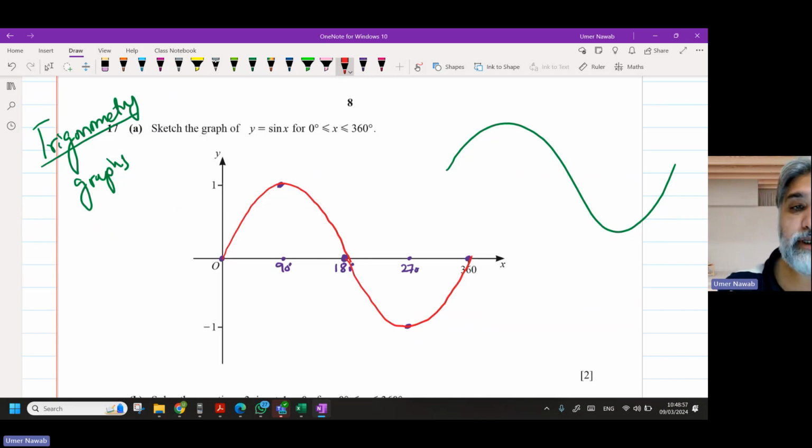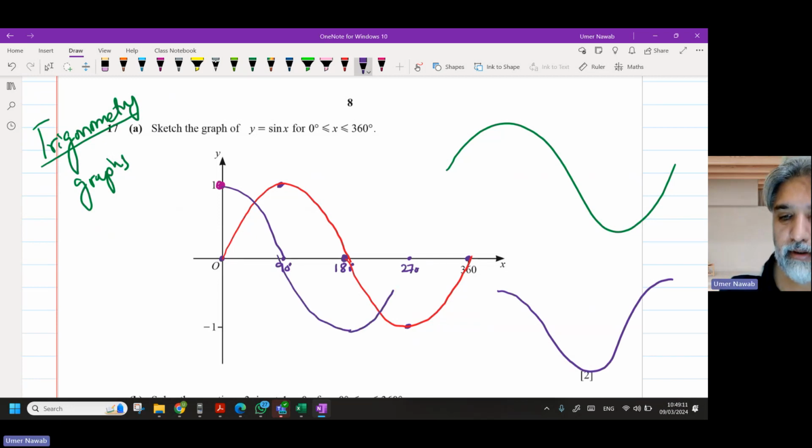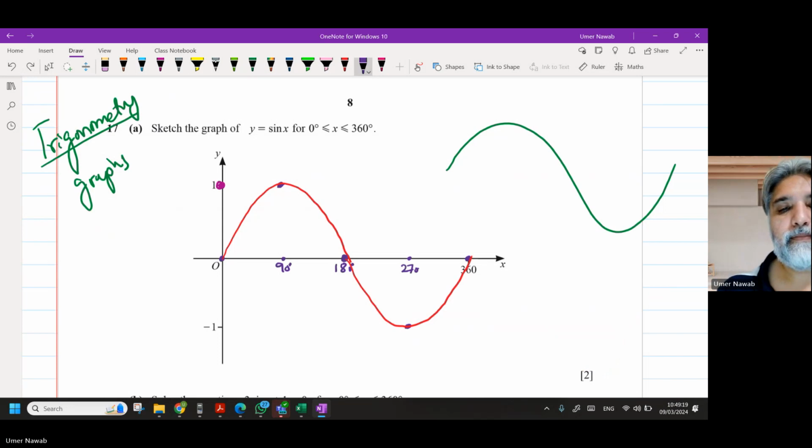If it was a cosine graph, guys, a cosine graph starts from here. A cosine graph is like this, -1. This is cosine, but it is not needed. I drew the cosine graph.